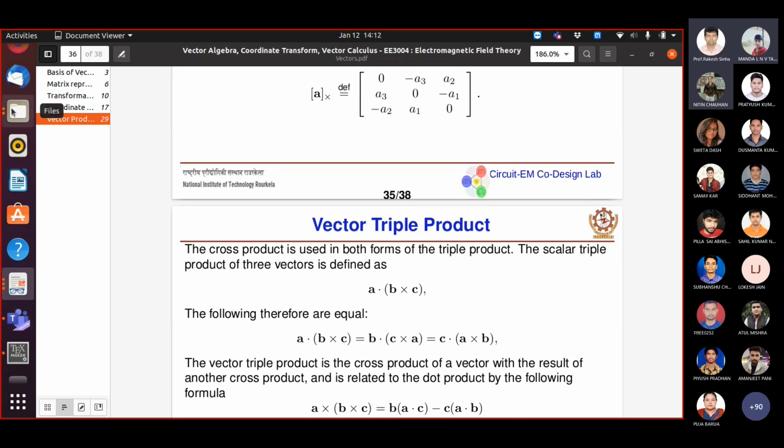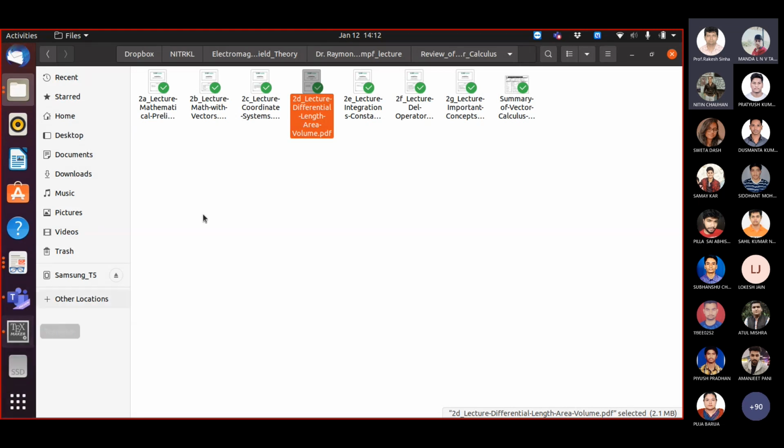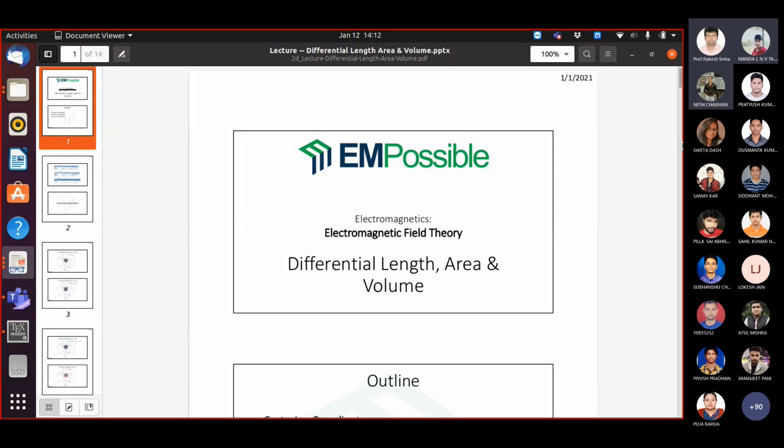And now actually I have not prepared this slide. So I'll start the differential length from this slide and then I'll show you how to derive this one.